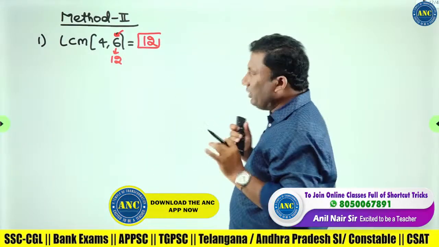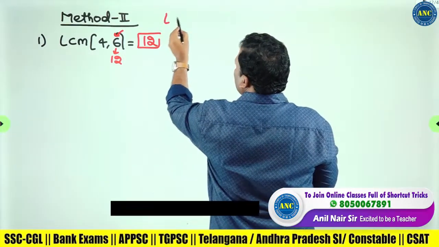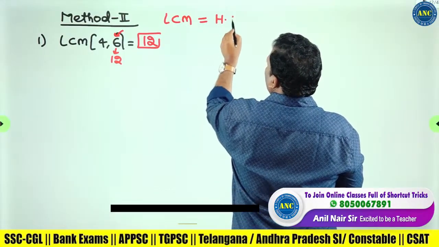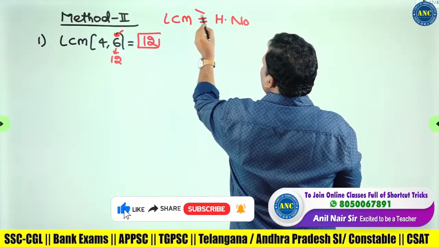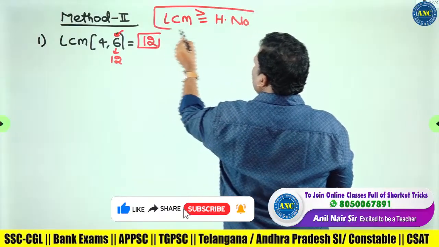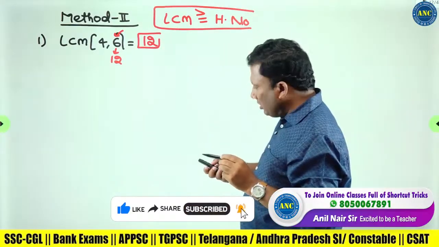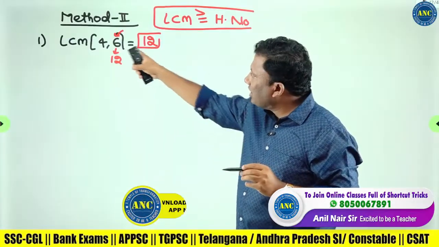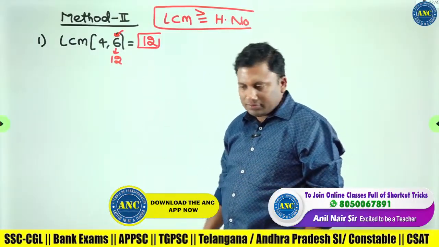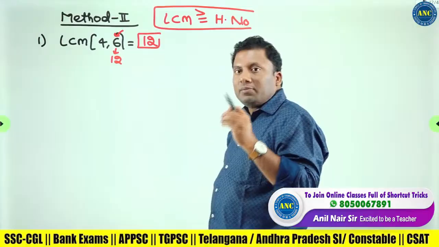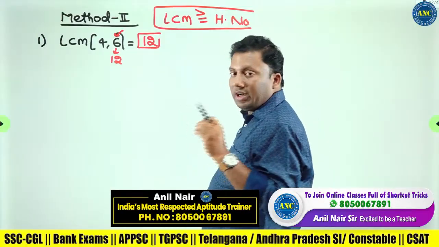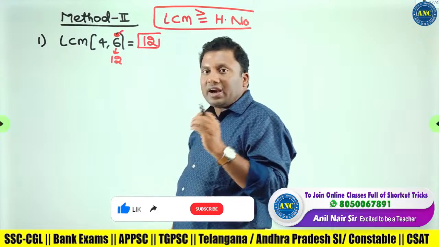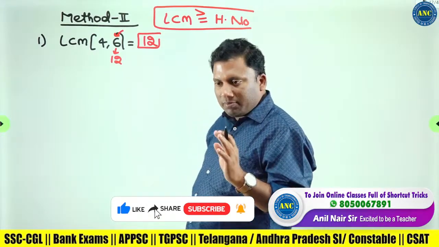That proves the fact that LCM can be equivalent to highest number or can be greater than highest number. Sai, am I right? In this case, it is equivalent to highest number. In this case, it is greater than highest number. LCM is always greater than or equivalent to highest number.